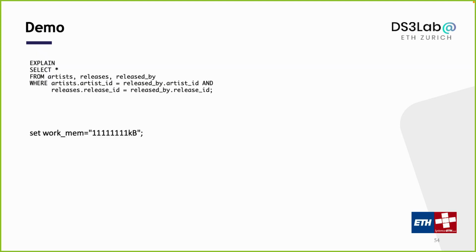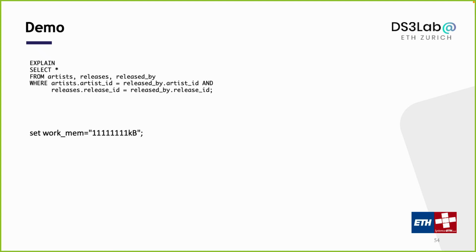Okay, sorry. So there's one thing called work memory. That's actually how much memory the database system can use, okay? And then you can tell the system, okay, this is how much you can use. You can make that bigger. You can make that smaller, okay?